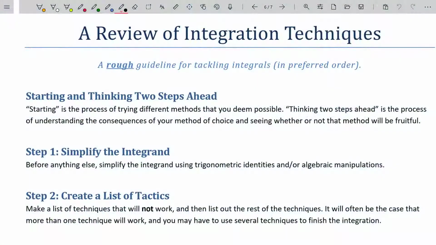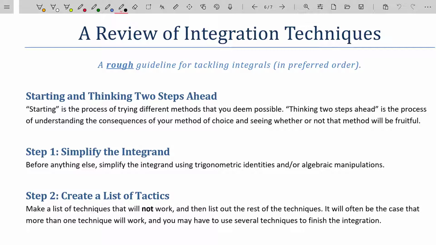Hello, my name is Roy Simpson, professor of mathematics at Cosumnes River College in Sacramento, California. This video is for a review of integration techniques once you've gone through all the integration techniques that you normally go through in a Calc 2 or integral calculus course.